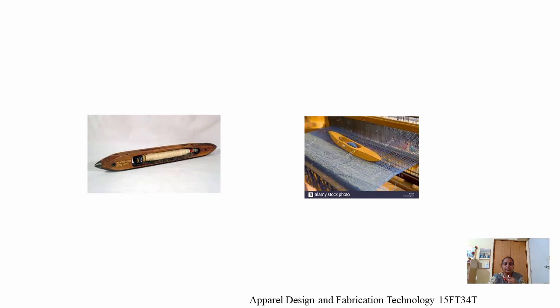See, this is a shuttle. Here the weft yarn is wound. You can see by the side it has a hole. It leaves the yarns like this. See here we are inserting the weft yarns with the warp yarns. That is the diagram.